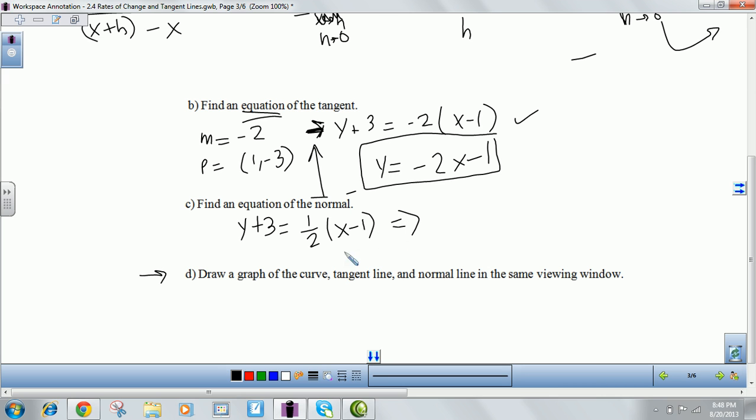Then you could go ahead and simplify this. Again, if it's my test, that's good enough, but if you have to graph it, it's going to be easier to go ahead and simplify that. And then in slope-intercept form, that becomes y is equal to 1/2 x minus 3.5.